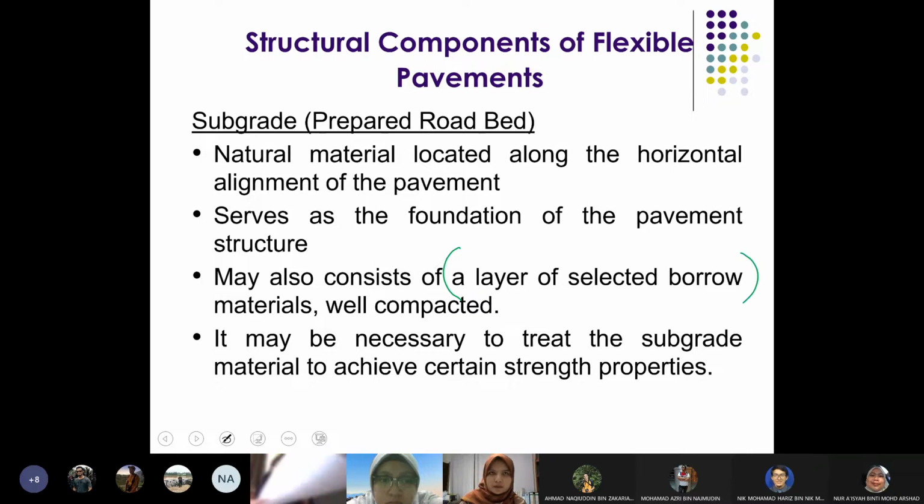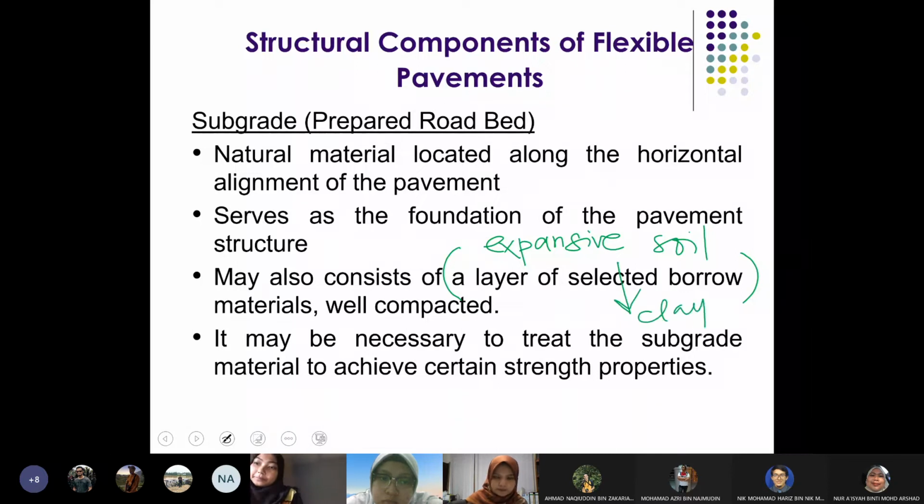So this is actually what JKR faces as a problem with our existing soil, with our subgrade layer. We have a lot of expansive soil. Not expensive, expansive, it can expand. Yes, expansive soil, soils that easily expand. For example, clay type, right?